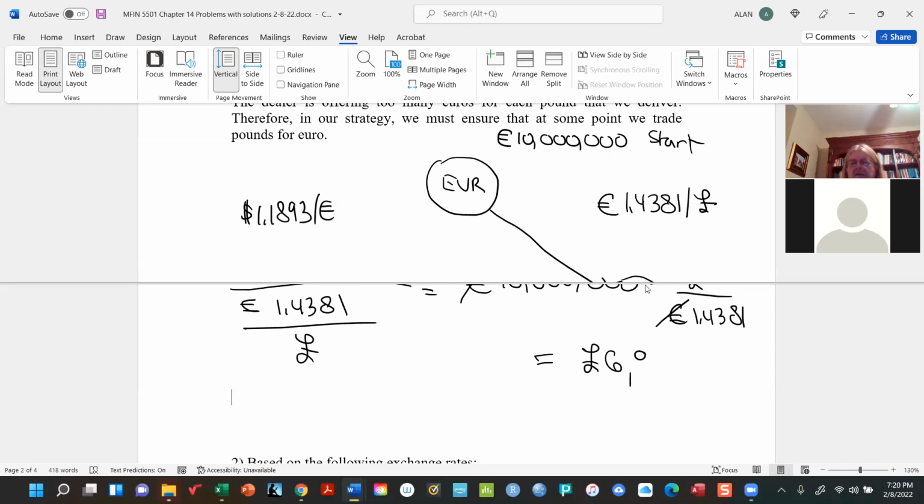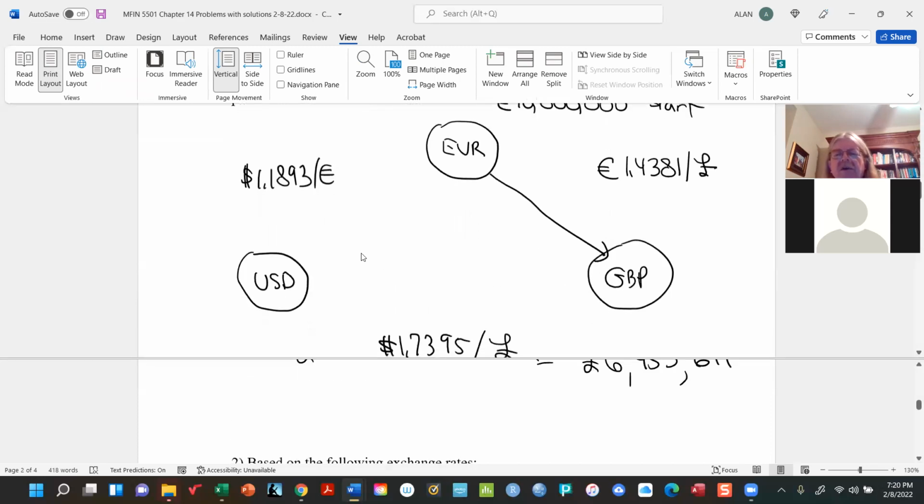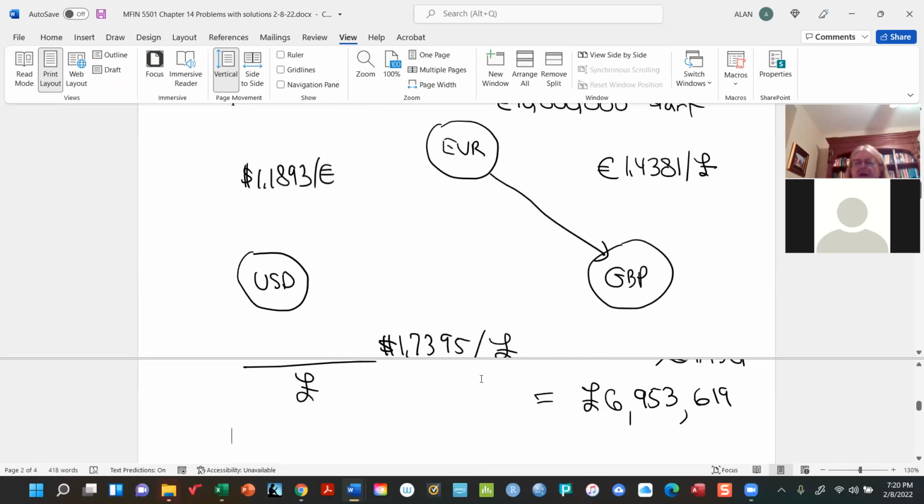953,619. That's fine. We can go to the cent, the pence in this case, but it's probably not necessary. The discrepancy will be more than enough to compensate for that. For a hedge fund, you want every single digit, but here we don't really need that much accuracy.